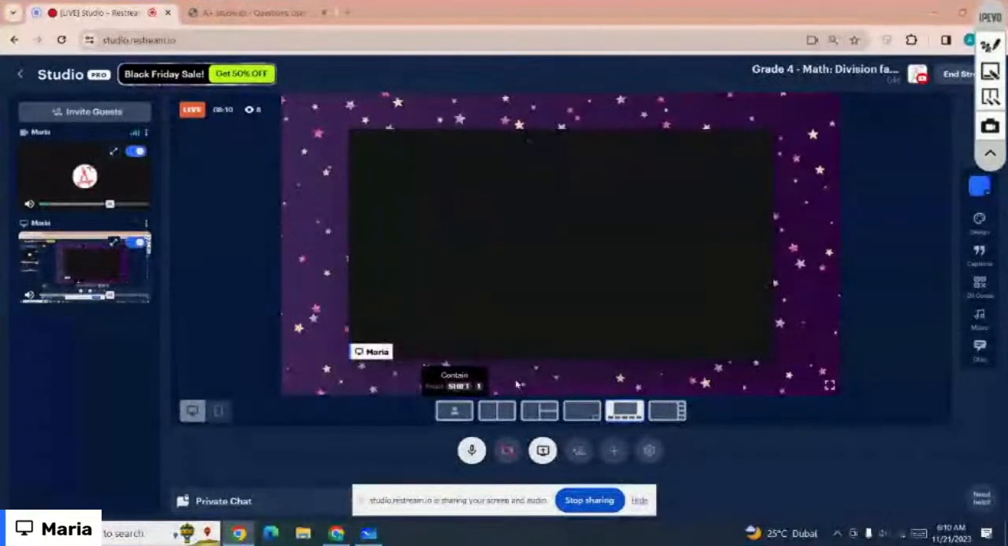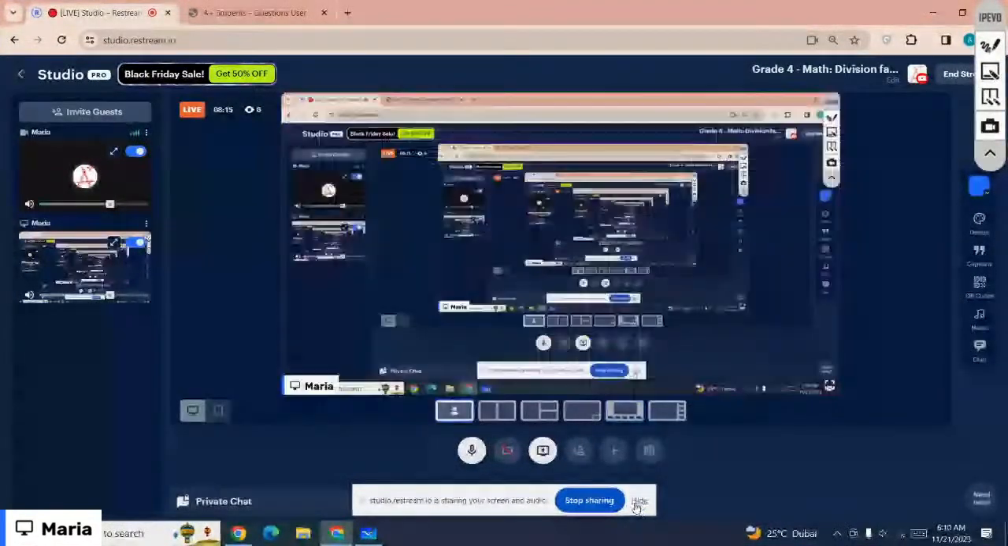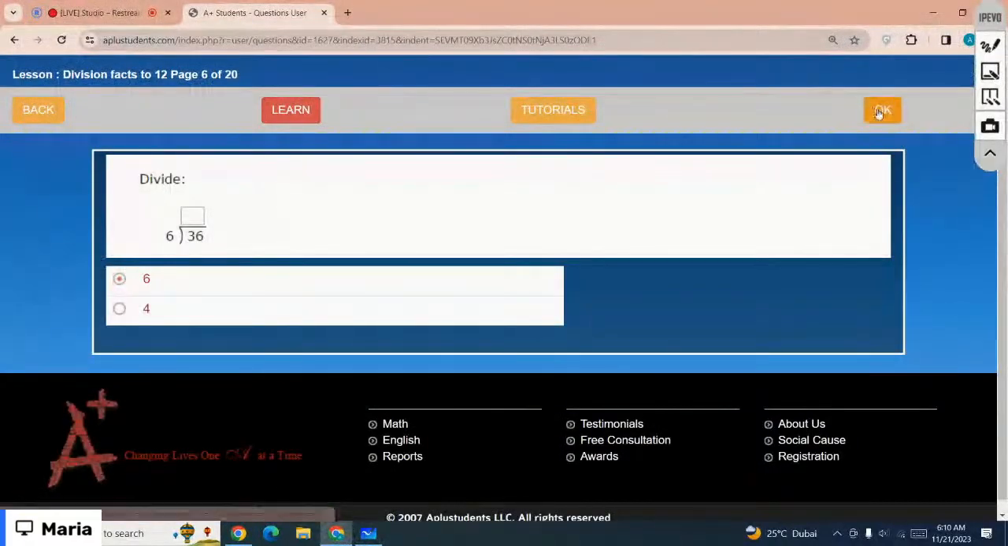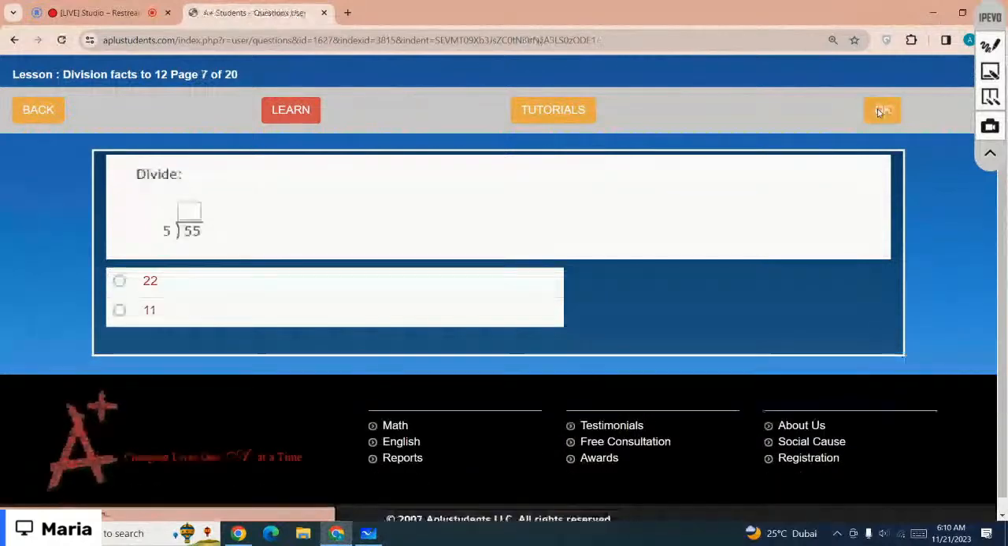Okay, so 36 divided by 6 equals, yes, that is 6, because 6 times 6 makes 36. So the correct option is 6. Okay, the next one is 55 divided by 5. 5 times what number is 55? 5 times 11 is 55. So the correct option is 11.